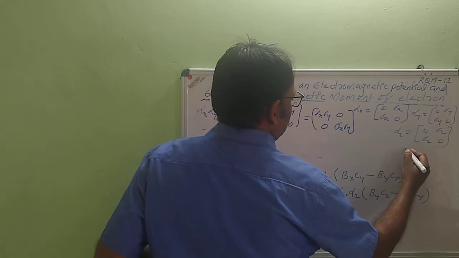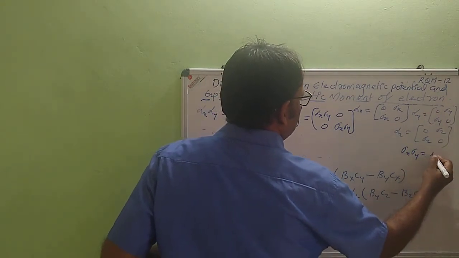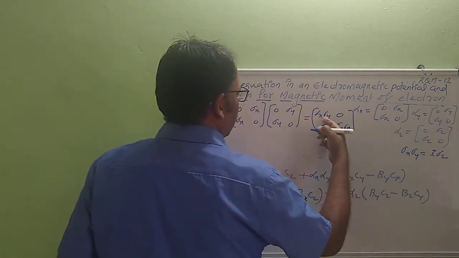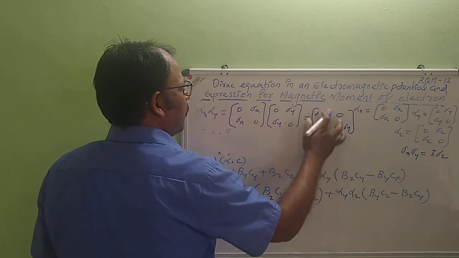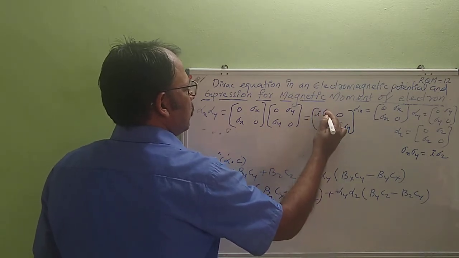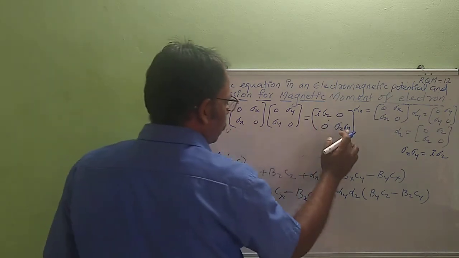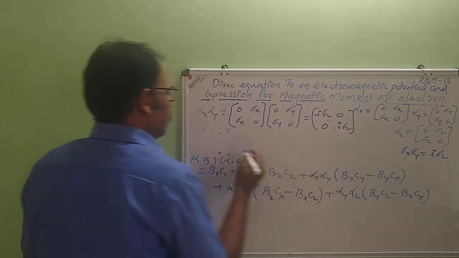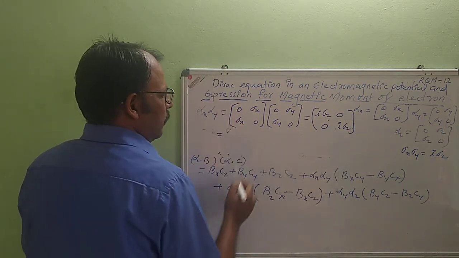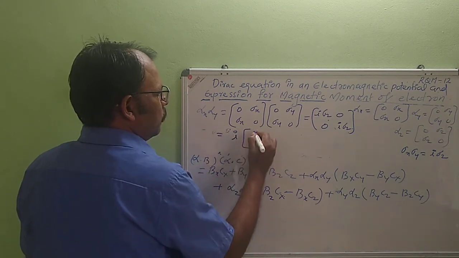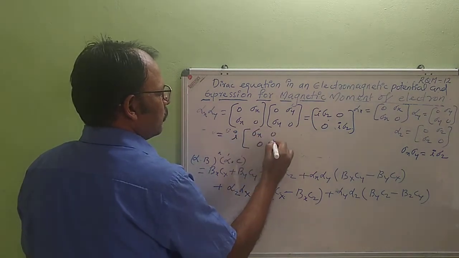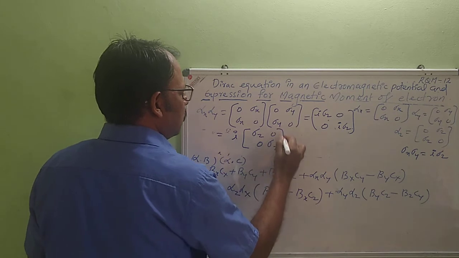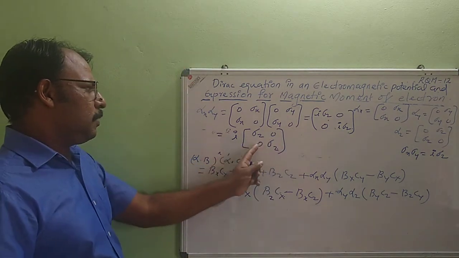Now what is sigma x sigma y? Sigma x sigma y is i sigma z. So here I can replace sigma x sigma y by i sigma z. So this matrix alpha x alpha y, we will be getting as i into sigma z 0, 0 sigma z.